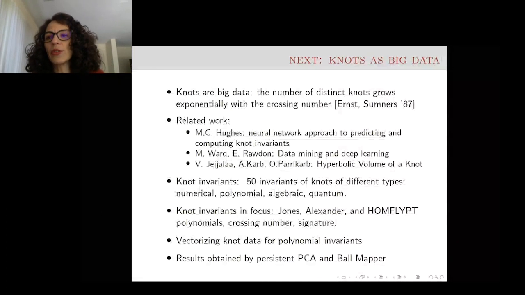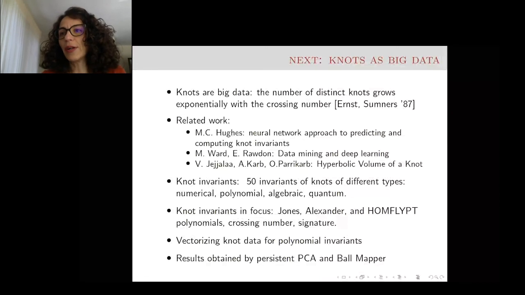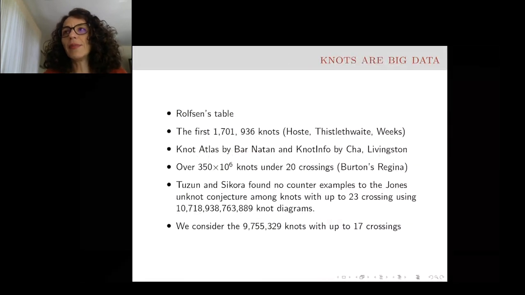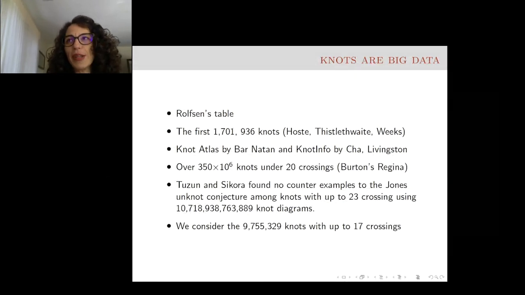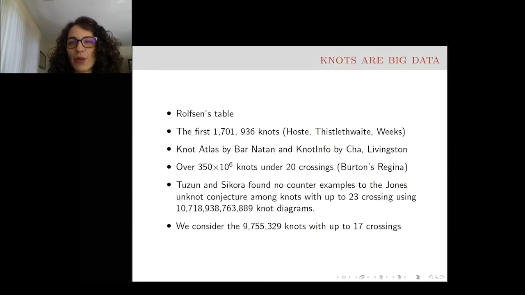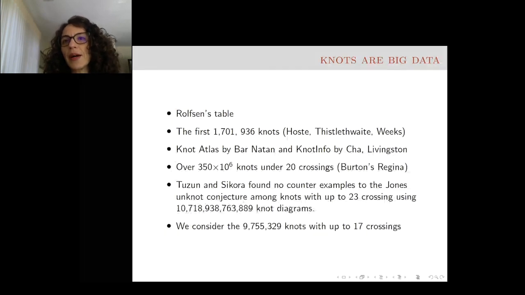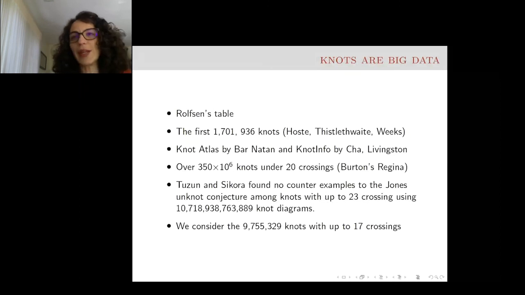Next thing we're going to do, we're going to turn this data set into point clouds, and then we're going to apply the two methods that I've described on this data. So, again, where do you get the data about knots? Well, you can either compute it yourself using the software that's available, but the go-to resources are Rolfsen's table, and then the first 1.7 plus million knots derived by Hoste, Thistlethwaite, and Weeks. Online, there's two amazing databases, Knot Atlas, and KnotInfo, maintained by Cha and Chuck Livingston, which the whole community has contributed to.